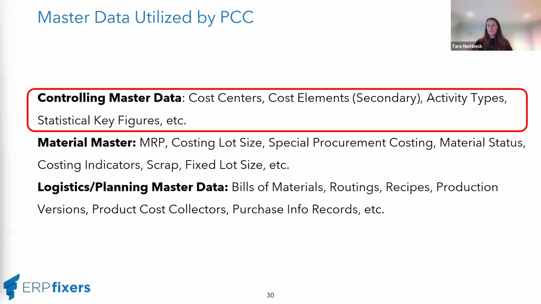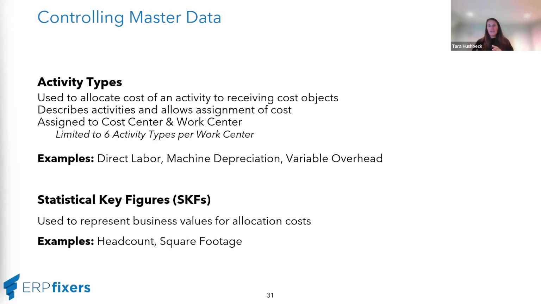So now I'm going to switch gears a little bit, and we're going to take a look at controlling master data. So cost centers, activity types, statistical key figures. This is master data that's owned by controlling. So we're going to take a look, and I'm going to drill into these two buckets here, which is activity types and statistical key figures.